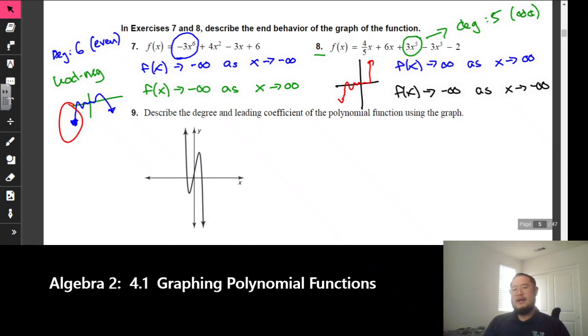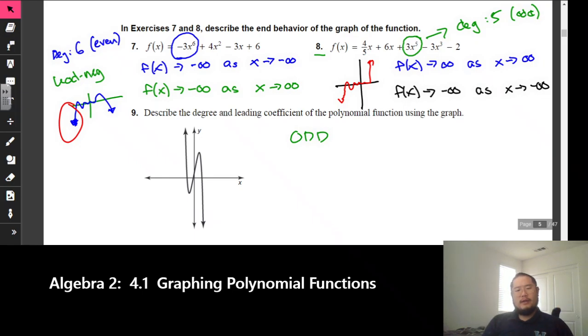If you put it all together, on number 9, it says, describe the degree and the leading coefficient of the polynomial function using the graph. So we have our graph here. I'm looking at it. It's going in opposite directions, so that should tell you first off that it is odd. Remember, going opposite ways.